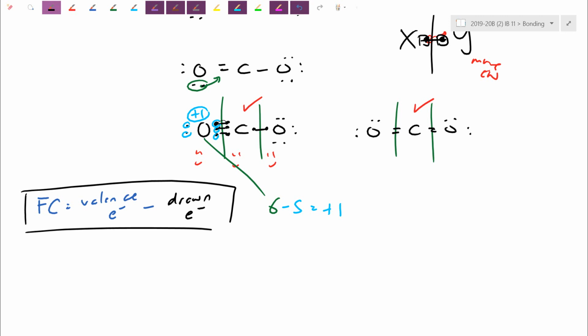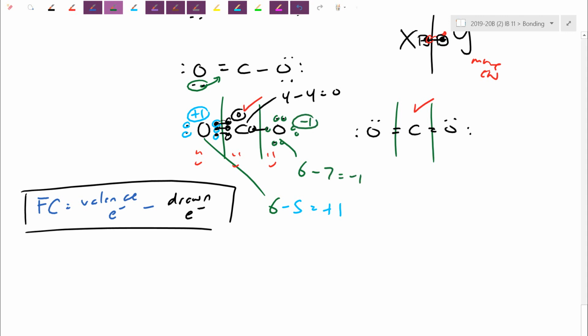You do the same on the middle one here. Carbon is usually a valence of 4. I've drawn it having 1, 2, 3, 4. I don't care which side it's on. Great. The formal charge there is 0. It's like having no charge. The oxygen on the right side, which is single bonded. In this case here, again, normally oxygen has a valence of 6. I've drawn it having 1, 2, 3, 4, 5, 6, 7. 6 minus 7 gives you a -1. This one here has a formal charge of -1.